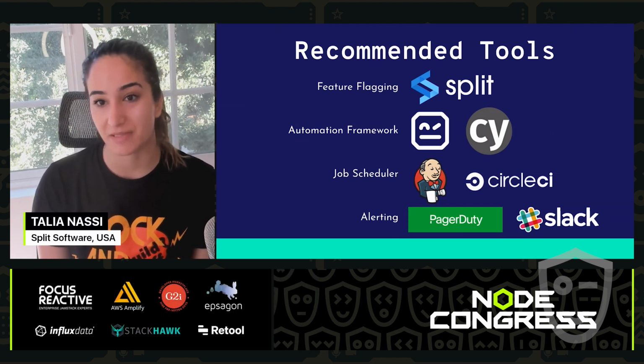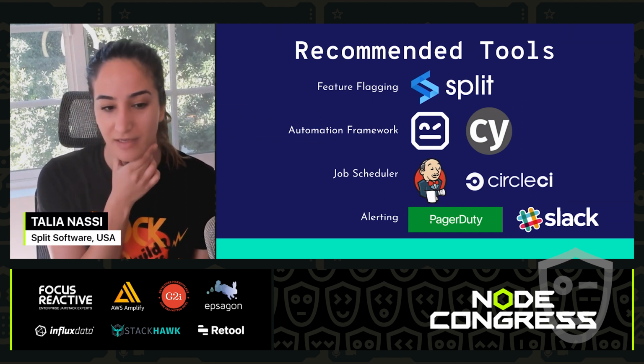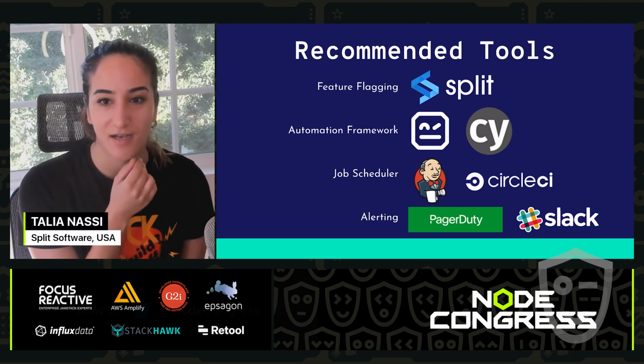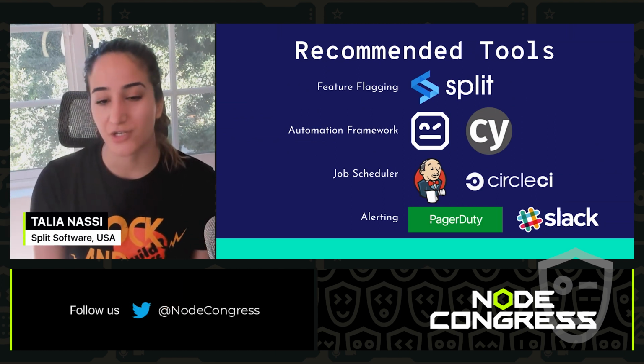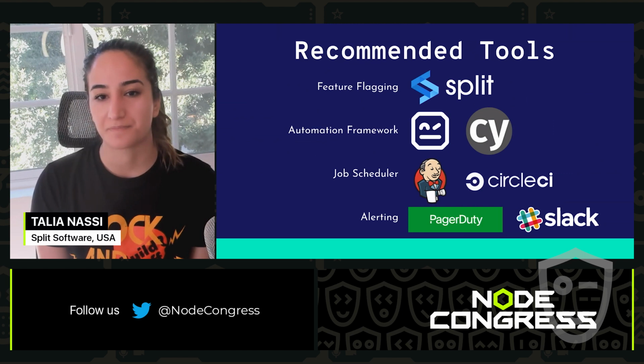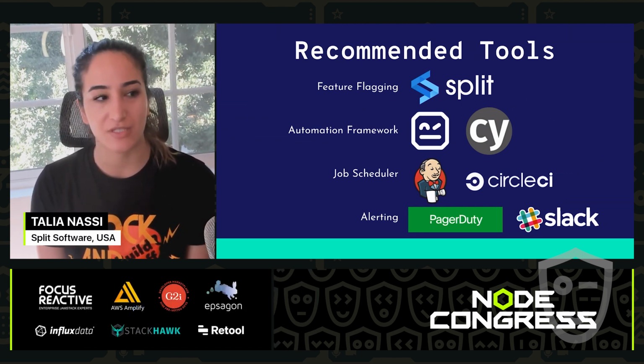Cypress is a JavaScript library. There's a few other ones for JavaScript that I've used, like Puppeteer. I've had some problems with it in the past, so I wouldn't recommend Puppeteer. But there's also Protractor for Angular applications. But obviously my favorite is Robot. It works with most applications.